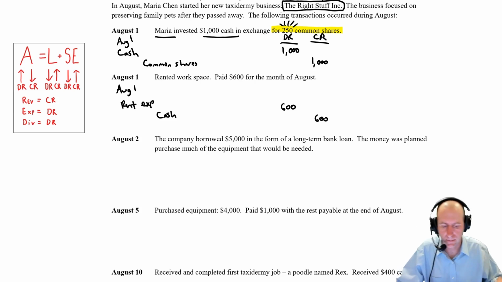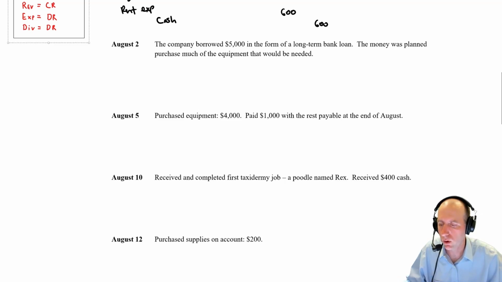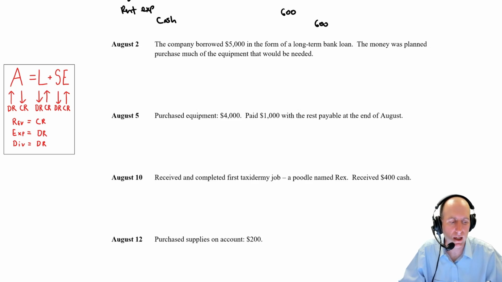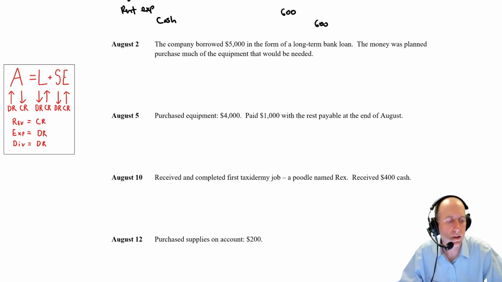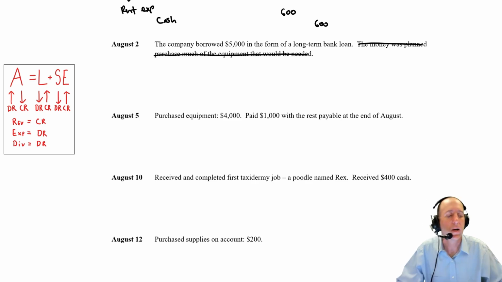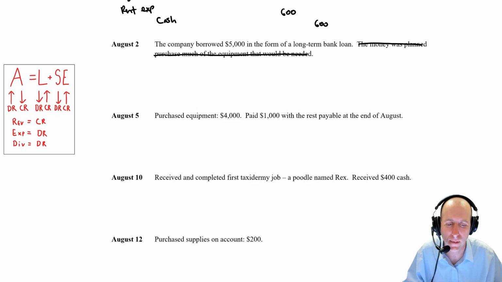August 2nd. The company borrowed $5,000 in the form of a long-term bank loan. The money was planned to purchase much of the equipment that would be needed. Okay, so first of all, whenever it talks about the money being planned for something, who cares what the plans are, right? Plans fall through all the time. This is financial accounting. It's all about what happened. It's not about what's planned to happen. That's a managerial accounting thing. Financial accounting is like, just give me the facts. What happened?